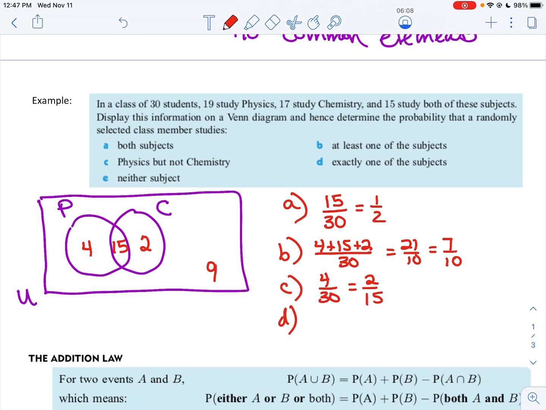All right, D. What's the probability they study exactly one of the subjects? Well, there are 4 students who do exactly physics and 2 that do exactly just chemistry. So that's 6 over 30, or 1/5. All right, last one. What is the probability that a randomly selected class member studies neither subject? Well, that's 9 out of 30, which is 3/10.